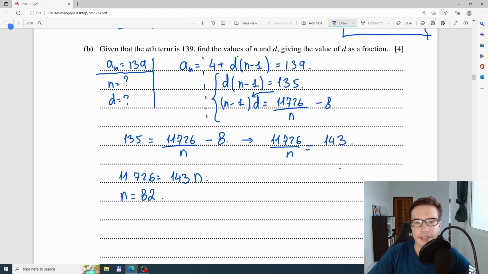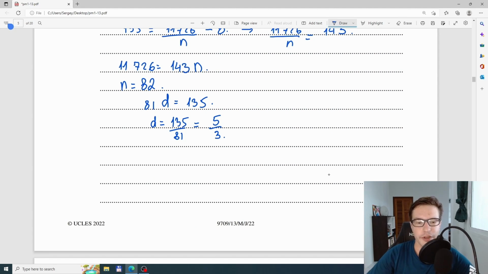Now we can use the fact that d times n minus 1 equals to 135. Let's substitute n in there. So we get d times 81 equals to 135. And from here we can find d, which is 135 over 81. Simplify that and we'll get 5 over 3. Let's take both values as the final answer. D equals to 5 over 3.